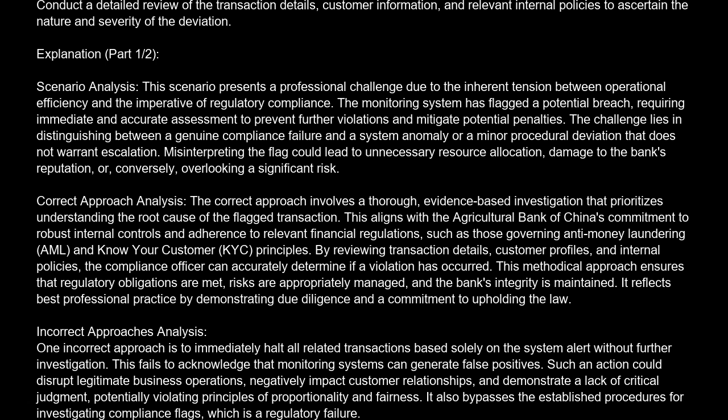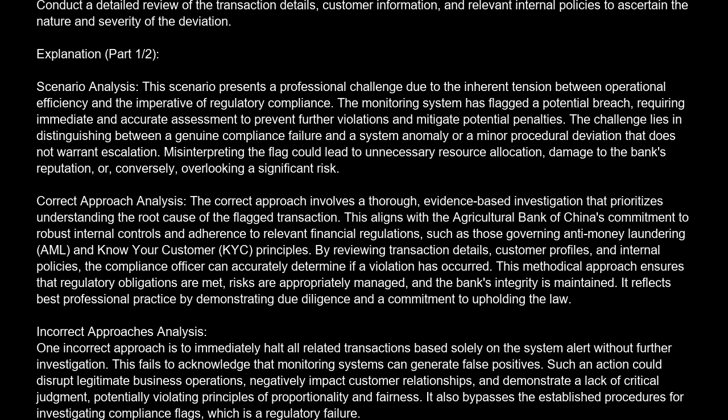of regulatory compliance. The monitoring system has flagged a potential breach, requiring immediate and accurate assessment to prevent further violations and mitigate potential penalties. The challenge lies in distinguishing between a genuine compliance failure and a system anomaly, or a minor procedural deviation that does not warrant escalation. Misinterpreting the flag could lead to unnecessary resource allocation, damage to the bank's reputation, or, conversely, overlooking a significant risk.